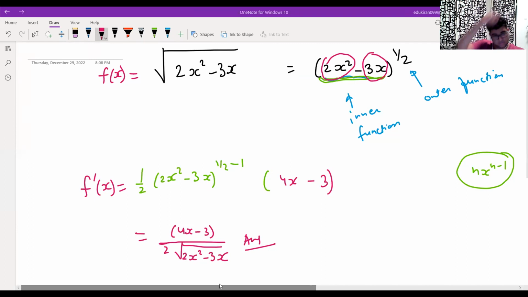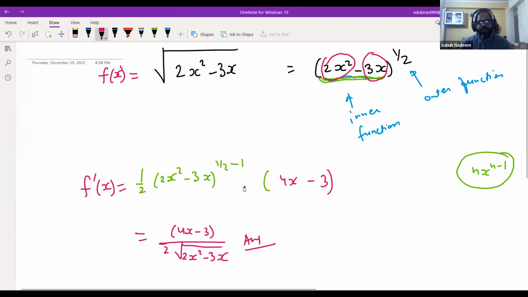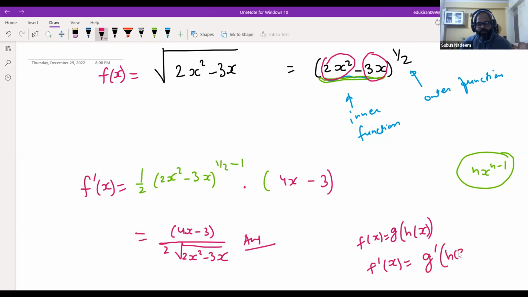So do we multiply it? This is the multiplication. It is like this: if it is g of h of x or h of g of x, I don't remember. If this is f of x, then f dash of x is equal to, you differentiate the outer function, into h dash of x, multiplied by h dash x.